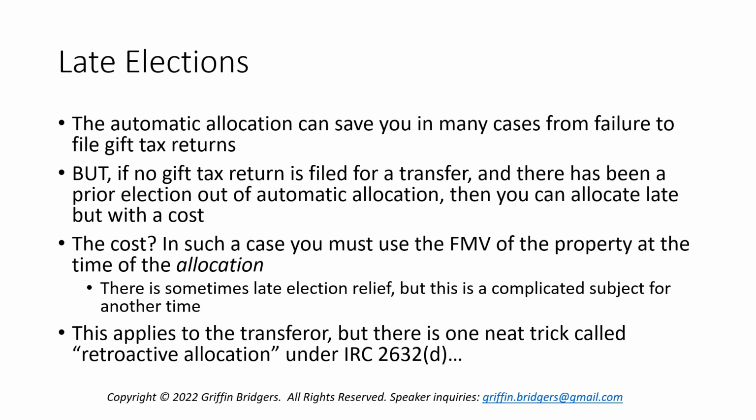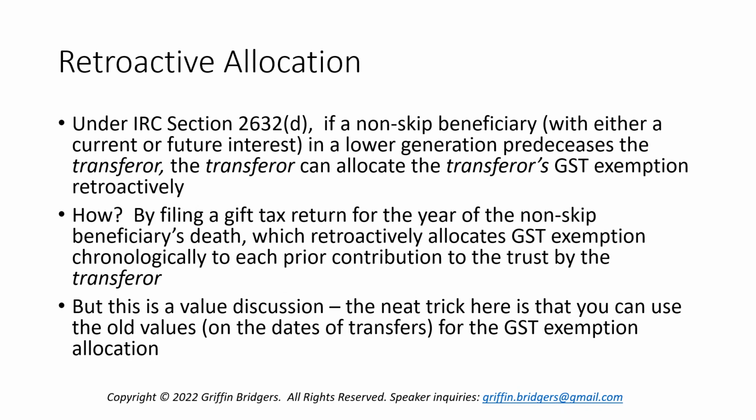Now, there's one neat trick called retroactive allocation that we're going to look at separately, which really looks at a trust where the transferor has not allocated enough GST exemption or any to it, maybe because a non-skip beneficiary is anticipated to outlive the transferor and allocate their own GST exemption to it. But if a non-skip beneficiary who has either a current or future interest who's in a lower generation predeceases the transferor, then the transferor can go back and allocate the transferor's own GST exemption retroactively.